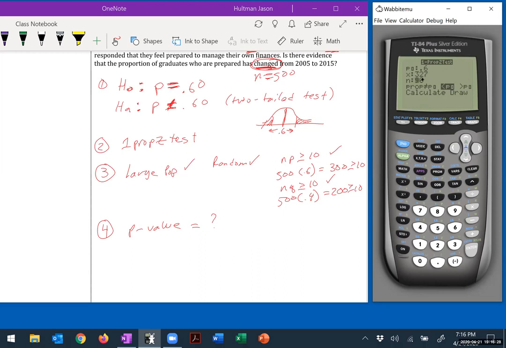Okay, 327, n is equal to 500. Okay, and this is going to be a not equals, because it's changed. And now I'm going to calculate this one. Okay, I hit calculate. My p-value ends up being 0.0137. Okay, so let's do this on StatCrunch real quick.